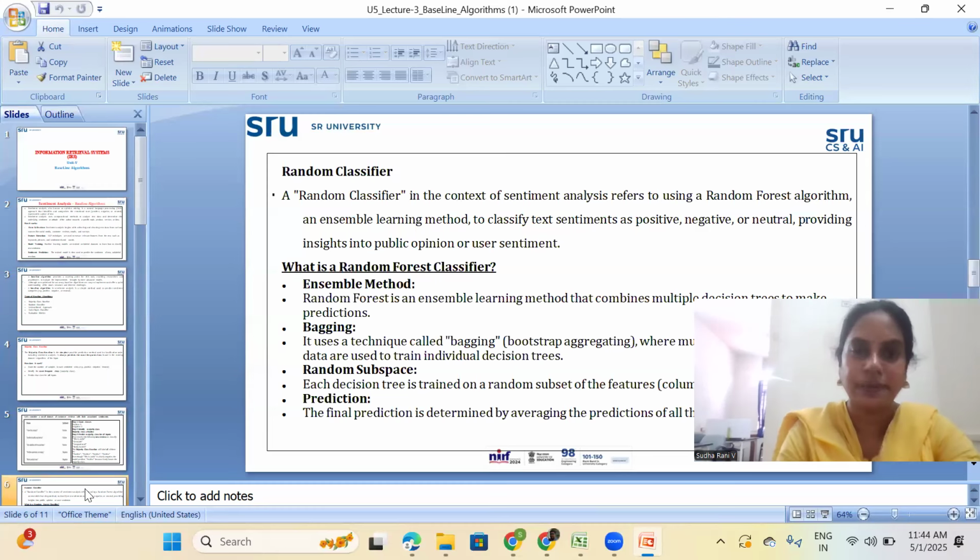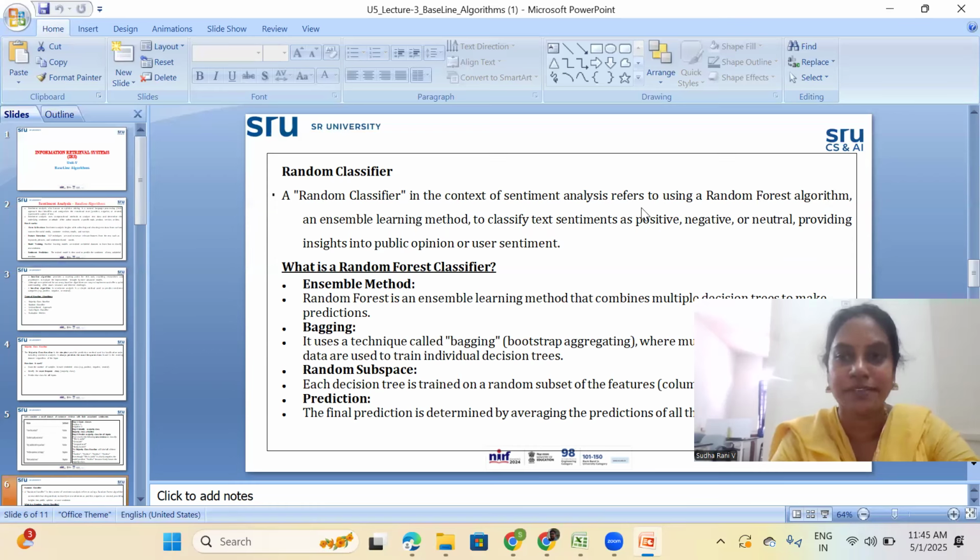Next one, random classifier. A random classifier in the context of sentiment analysis refers to using a random forest algorithm, an ensemble learning method, to classify text sentiments as positive, negative, or neutral, providing insights into public opinion or user sentiment. By the random forest algorithm, it does the classification of text sentiments as positive, negative, or neutral. So what is a random forest classifier?